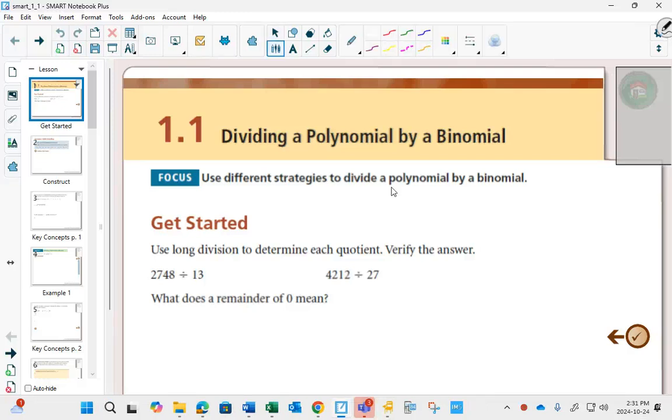So there's a number of different techniques you might have learned. I would like you to divide 2,748 divided by 13. How many people learned this technique? And this looks familiar. Yes? See if you can do it.